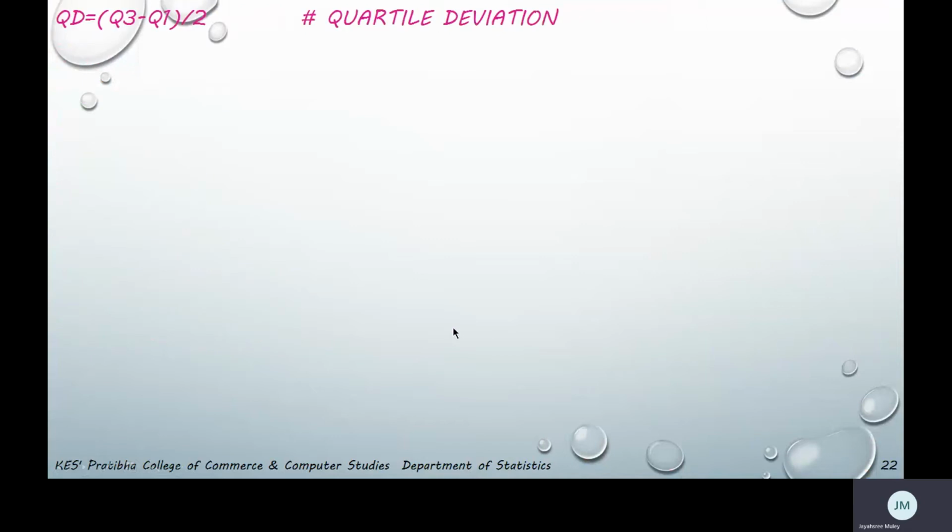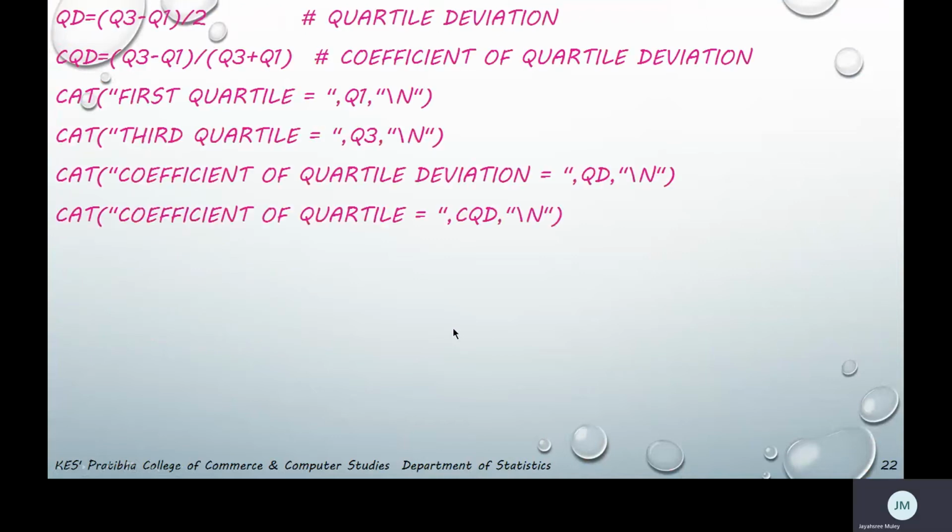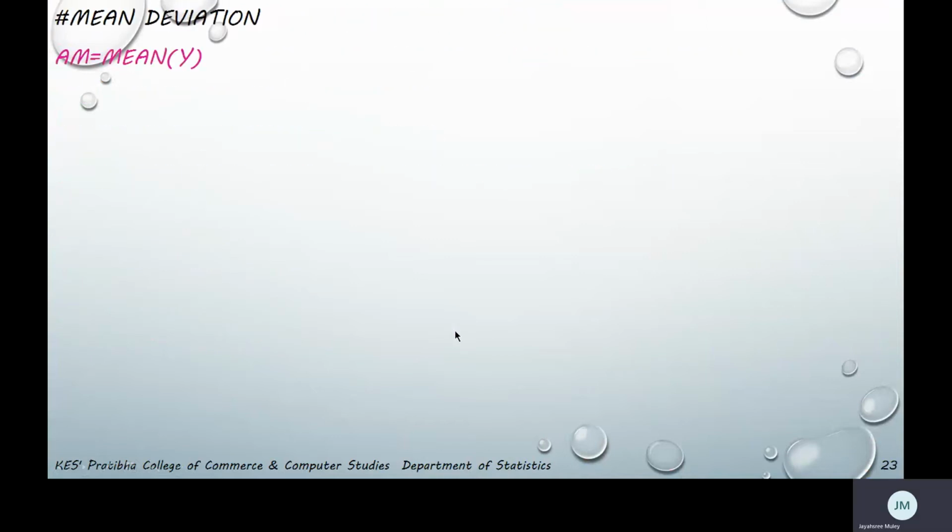Then we go for the mean deviation about mean. So the arithmetic mean we will enter by mean of y.